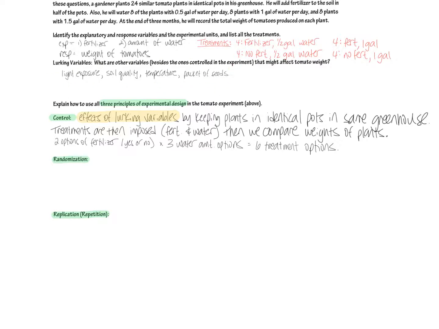Remember how I kept saying, now I know he said this, and I know that it does say this in the problem. We are controlling this stuff by keeping plants in identical pots in the same greenhouse. Treatments are then imposed. What are you controlling about the experiment? You are forcing these plants to either have fertilizer or not, and have a certain amount of water. And then we're comparing the weights in order to decide what was the best treatment. And we did have 6 total treatment options: 2 times 3, 2 options of fertilizer times 3 water amounts. Those are listed up here.